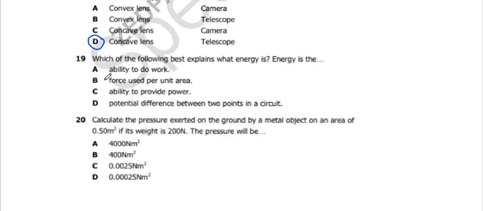A. Ability to do work. B. Force used per unit area. C. Ability to provide power. And D. Potential difference between two points in a circuit. So the correct answer is A. Energy is simply the ability to do work.